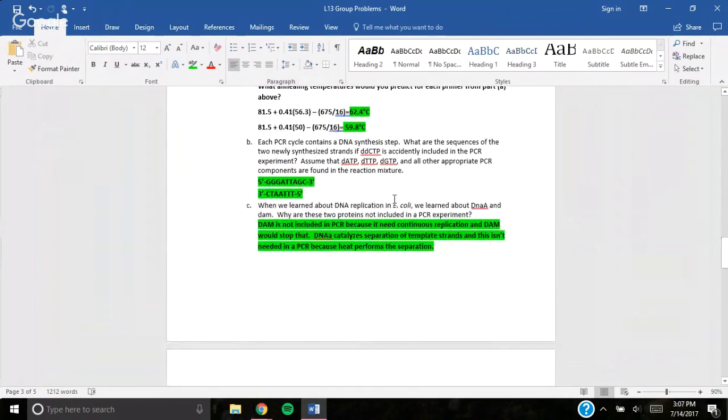And then for D, we found that Dam is not included in a PCR because it needs continuous replication, and it would stop that because it stops methylation. And then DnaA catalyzes the separation of the two template strands, and so it isn't needed in a PCR because the heat performs the separation during the denaturing step.